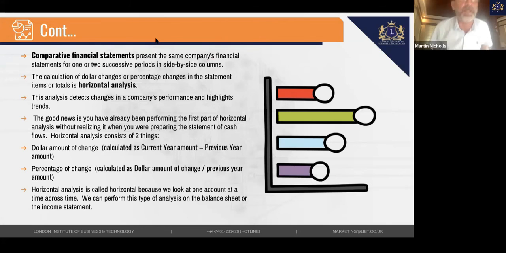So hopefully that makes sense. And really, not to overcomplicate it, horizontal analysis is just looking at comparison of different units over time.